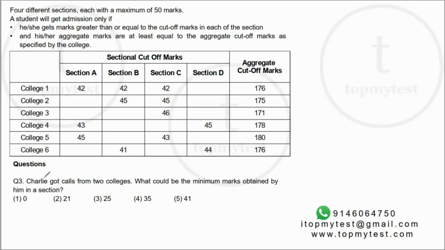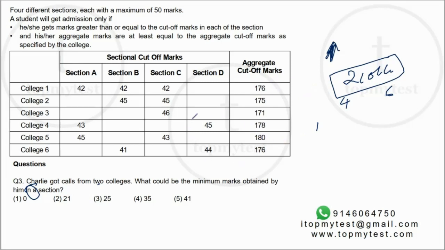Question number 3 says, Charlie got calls from 2 colleges. What could be the minimum marks obtained by him in a particular section? So you have to minimize your score in a particular section and get calls from 2 colleges. Not from 4, not from 6, not from 1. You have to get a call from 2 colleges. So again, we have to mix both the previous 2 questions.